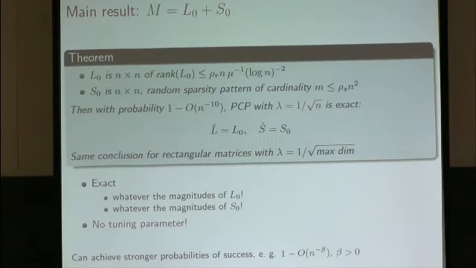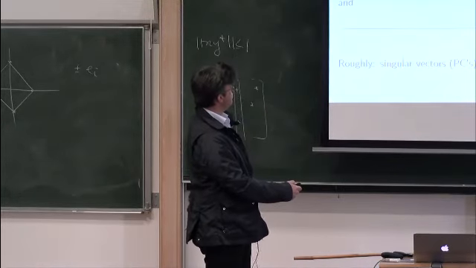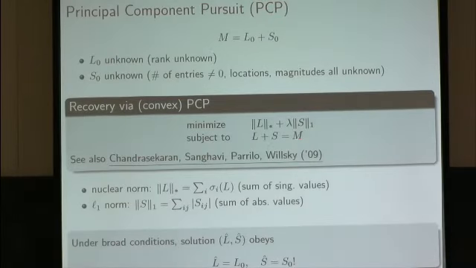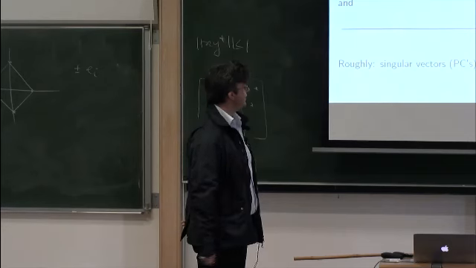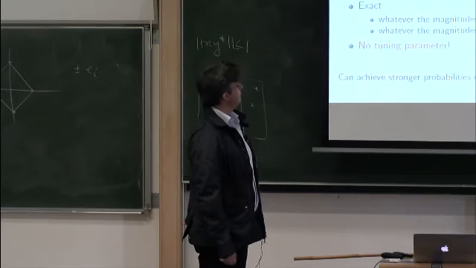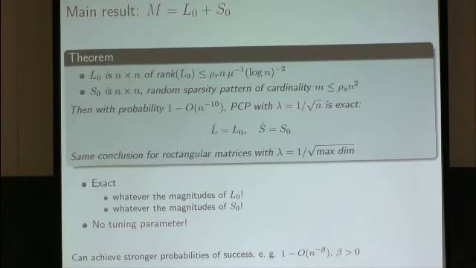Okay, so that's a bit surprising to people working in statistics, because usually we're used to seeing this kind of algorithm where we think lambda has to balance the two terms in some way. Here it does not have to balance the two terms. Lambda equals 1 over square root of n is universal. It works always under the assumption of the theorem, of course.